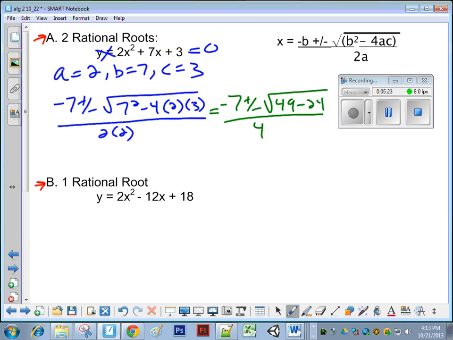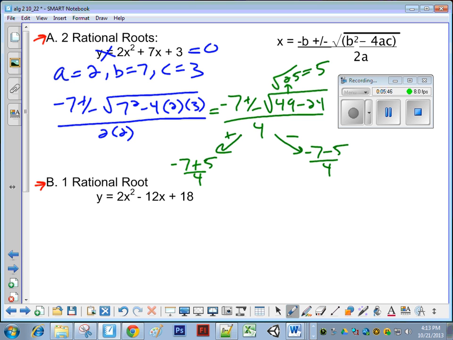Now I know this answer is the square root of 25, which gives me the number 5. So in doing my roots, I'm going to have my positive root as negative 7 plus 5 over 4, and my negative root will be negative 7 minus 5 over 4. I'll get my two answers.